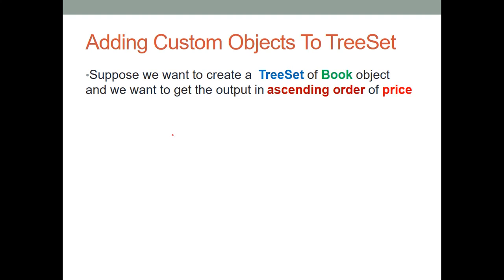So I'm going to discuss today adding a custom object to a TreeSet, how you can add the object in a TreeSet, and how you can perform sorting on the basis of customized sorting, as you want, we can sort the data. For example, suppose we want to create a TreeSet of book objects, and we want to get the output in ascending order on the basis of price. So how can you do this?